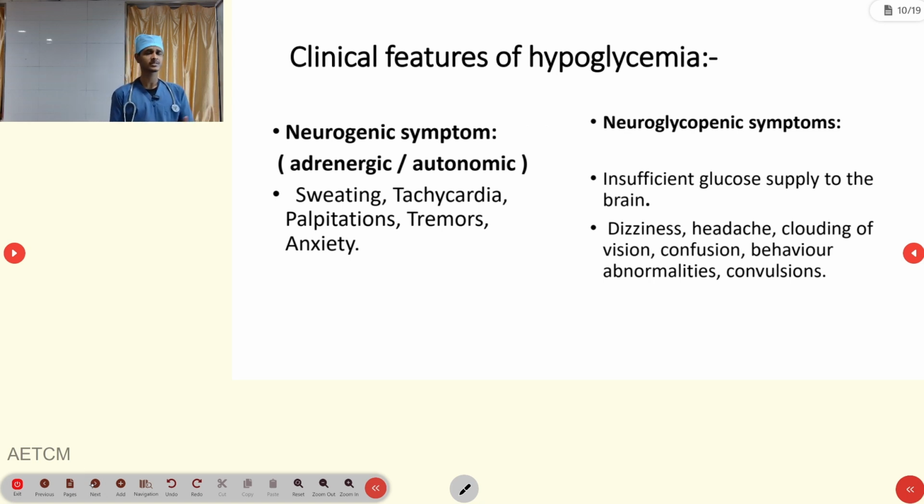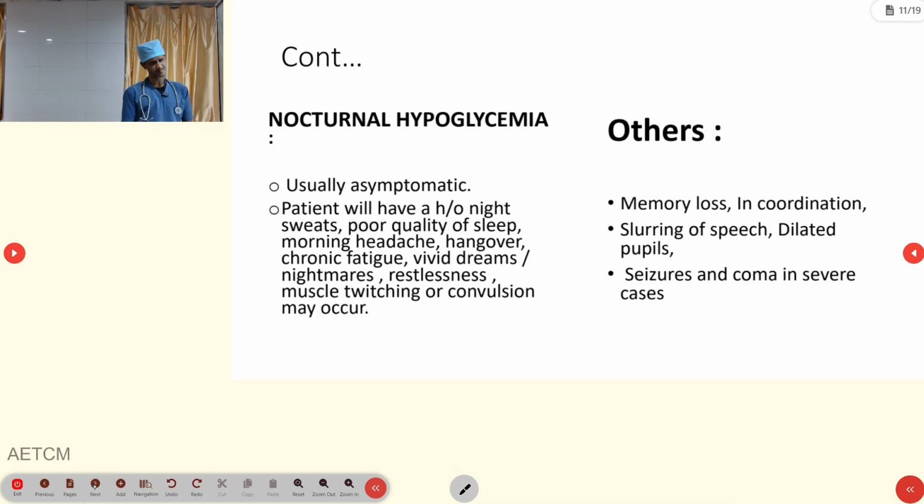So what are the neurogenic symptoms? Those are the sympathetic symptoms like sweating, tachycardia, tremors, palpitation, anxiety. And then neuroglycopenic: if it is severe hypoglycemia, you can see dizziness, headache, clouding of vision sometimes. As I told, in hypoglycemic crisis you can see behavioral abnormalities like altered mental status, convulsion, coma, unresponsiveness also can occur.